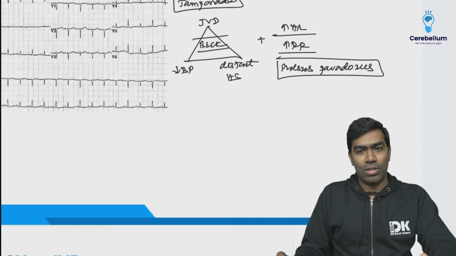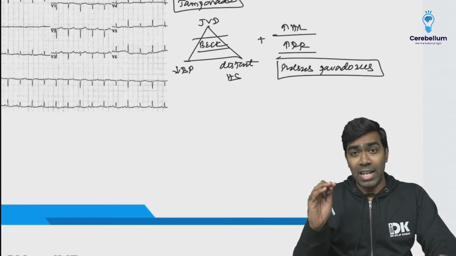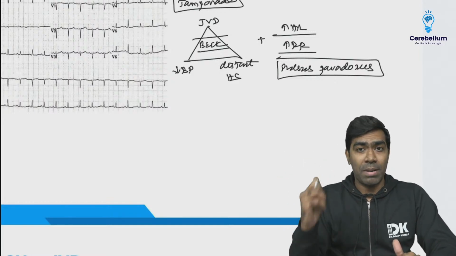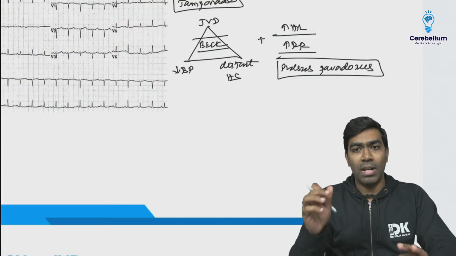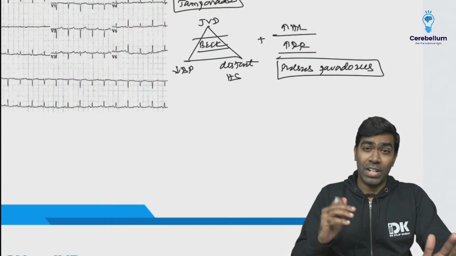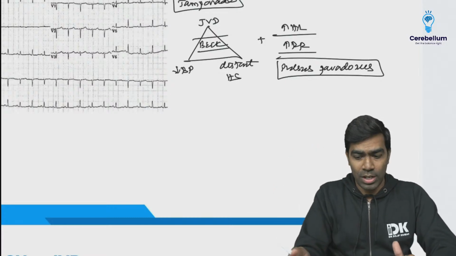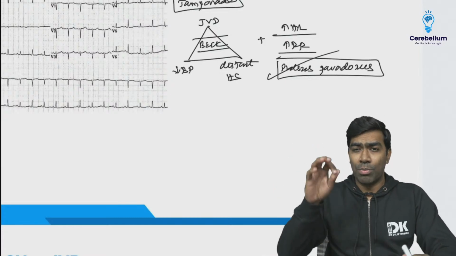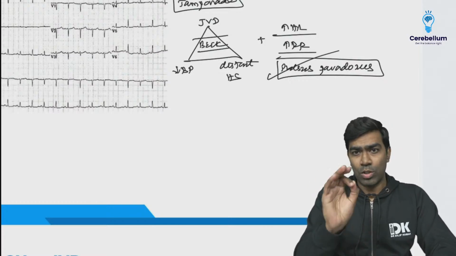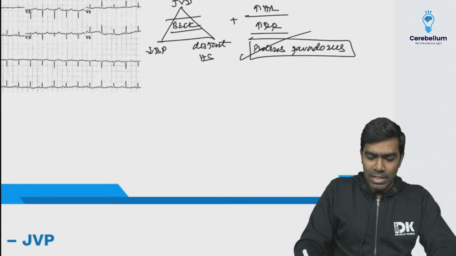So what is pulsus paradoxus? Pulsus paradoxus means there is an inspiratory fall in the blood pressure by more than 10 millimeters of mercury. Remember, there will be a normal inspiratory fall in systolic blood pressure by at least 3 to 5 millimeters of mercury. But if it is too much, more than 10 millimeters of mercury, that's why it is called pulsus paradoxus. The most important cause of pulsus paradoxus in exam is going to be tamponade. So what are the differential diagnoses for pulsus paradoxus?